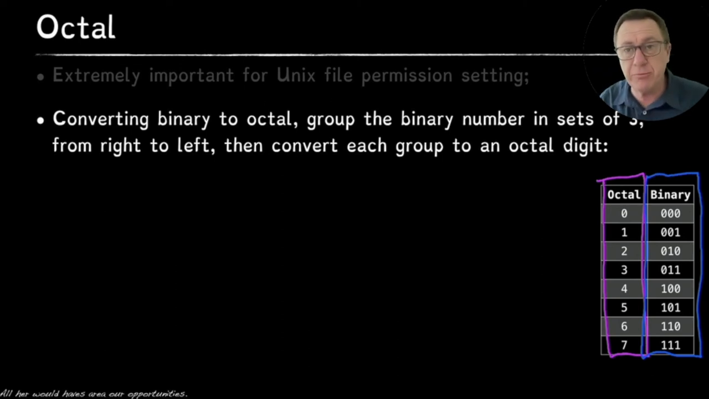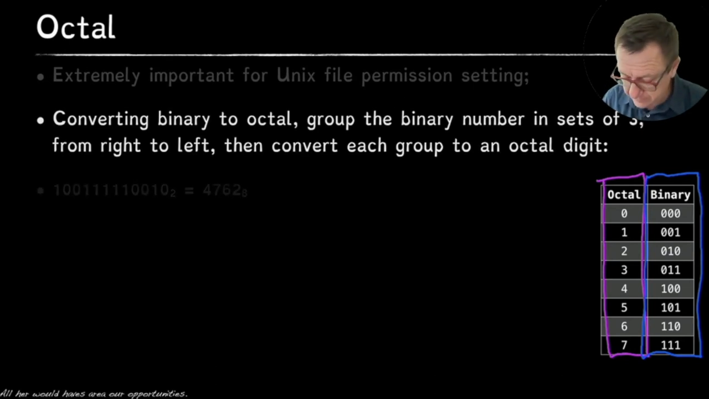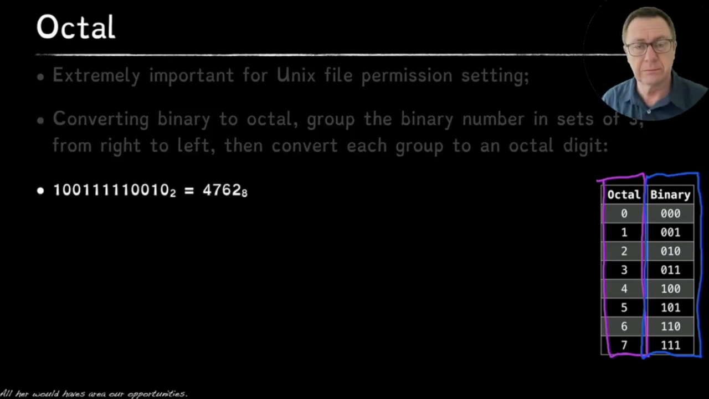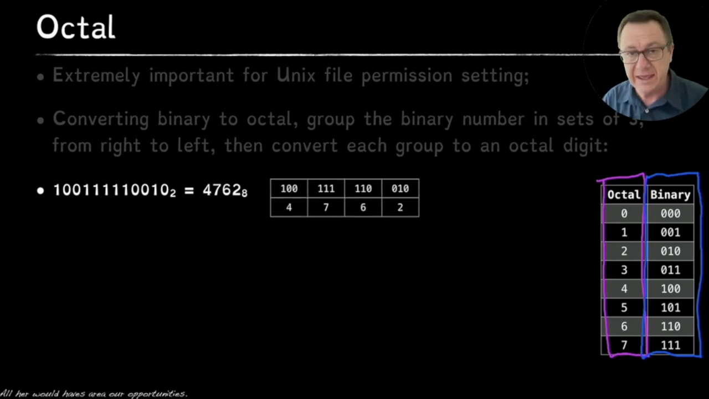Now, file permissions tell us what we can do, or what the system can do, with a file. Can it execute it? Can it read it? Can it write to it? What can it do? So we've got our binary number, we've got our octal number, and now what we're going to do is group it. As I said, we group it into sets of 3 from right to left.